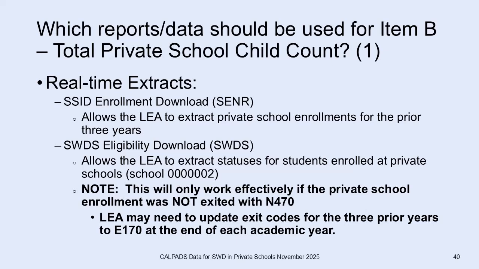The other one is the SWDS eligibility download. So this is all data for students that were enrolled during certain periods of time at your LEA, and it also allows you, again, to identify the statuses for students with a private school code of 00002. Okay, so you can take the SWDS records.